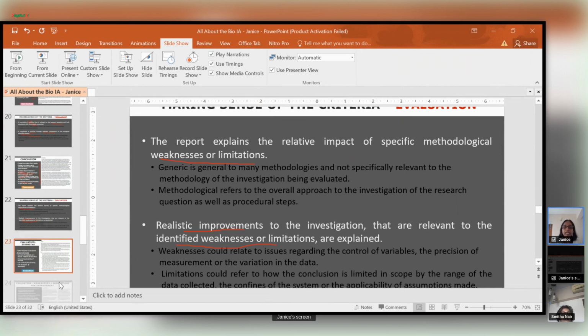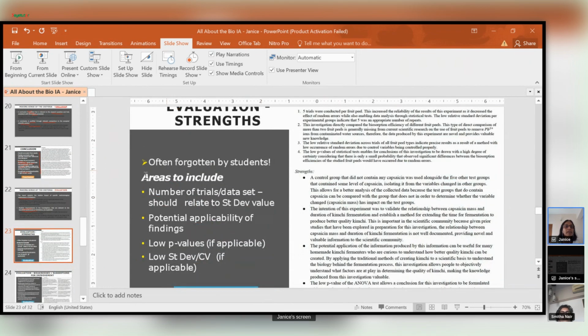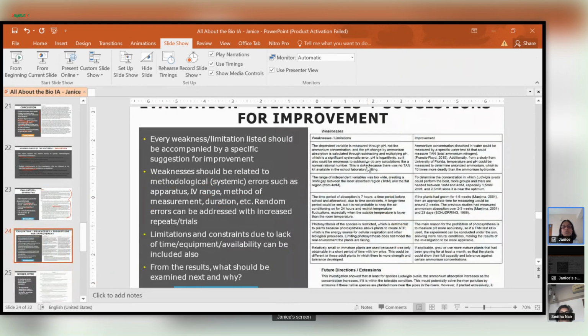Here again, can you see this? I have put it very clearly. I'm going to share this with you so you can see the strengths I have written, all my strengths when I did my experiment. The intention was to validate the relationship. So trials were there, potential applicability was there. So all these are the strengths I have written. Now, the next slide will show the weaknesses and how to improve them.